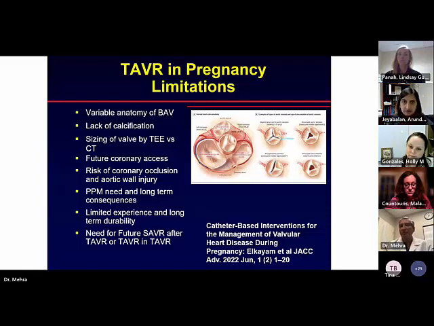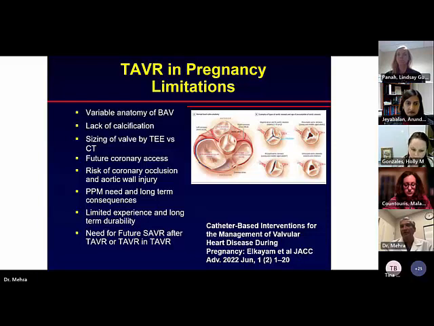The bicuspid aortic valve has a variable anatomy, and usually in younger patients there is a lack of calcification. For the sizing of the valve, whether one does it with TE versus CT, with TE generally the size is considered on a smaller size than the valve. The CT provides an accurate assessment of the valve as well as the height of the coronaries, but one needs to limit the CT to the chest and not radiate the baby, avoiding the abdominal CT or the peripheral vascular assessment.